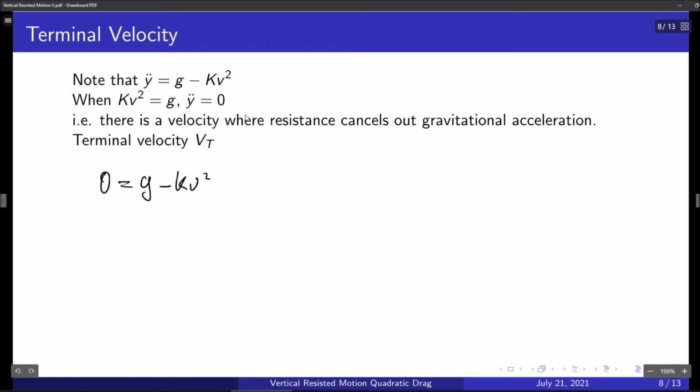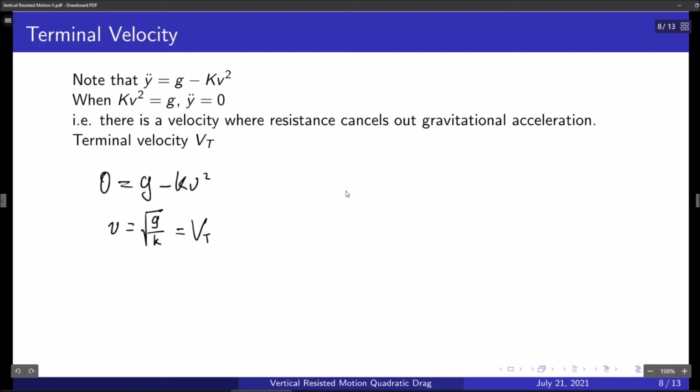So when all the forces cancel out, you can just rearrange it, and you will see that v equals the square root of g over k. Of course, once again, we just call it vt for terminal.